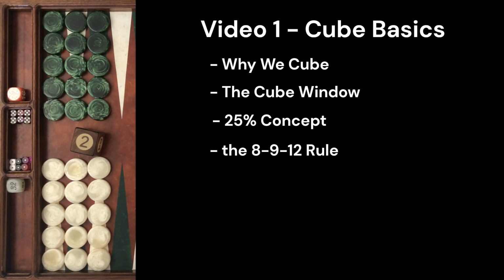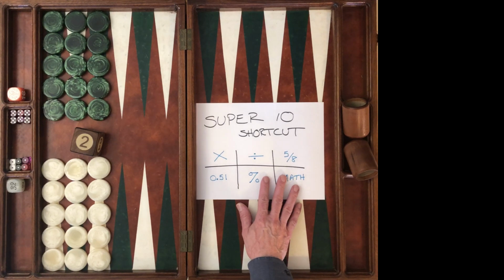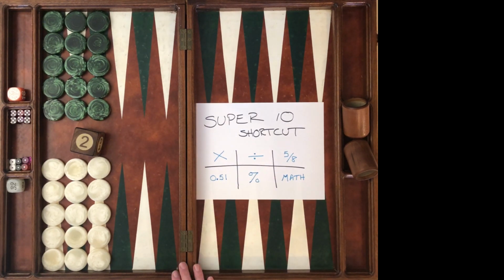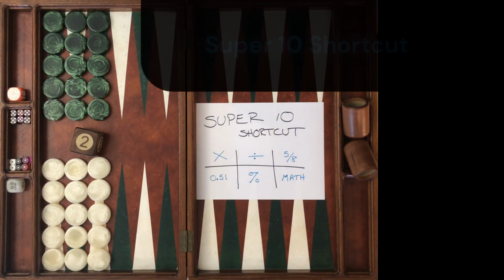We'll also introduce the 8-9-12 rule, and the details of how I use it will be the subject of the second video, but we will introduce it in this video. And the Super 10 shortcut, which is something I developed, which is something you can use immediately in your games. Now, if you're a beginner level backgammon player, this will be a big step. And this will be very quick in that you will be able to use this right away.